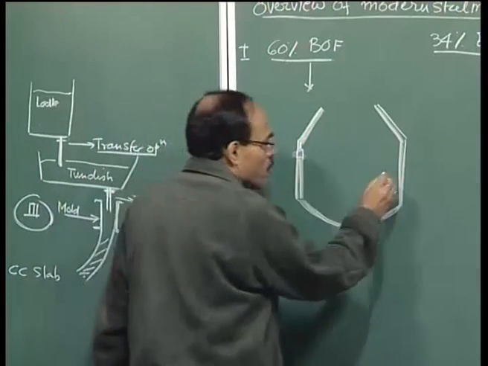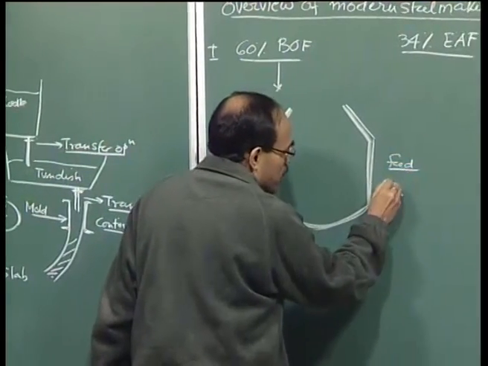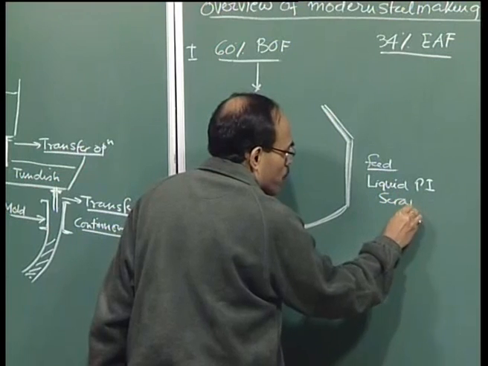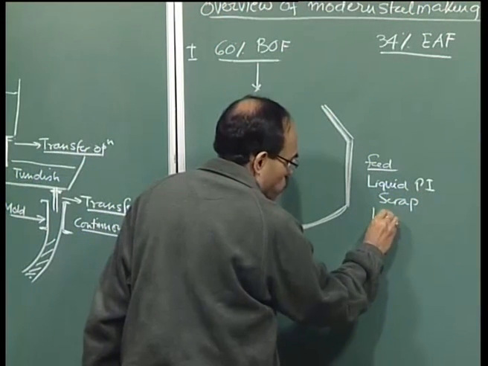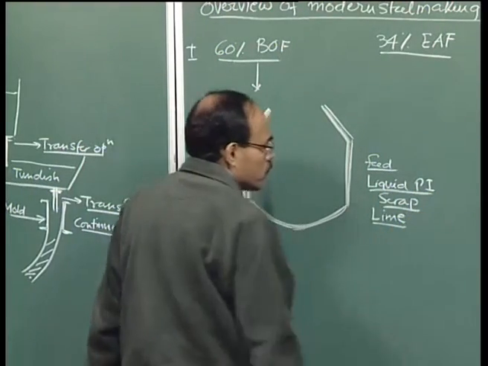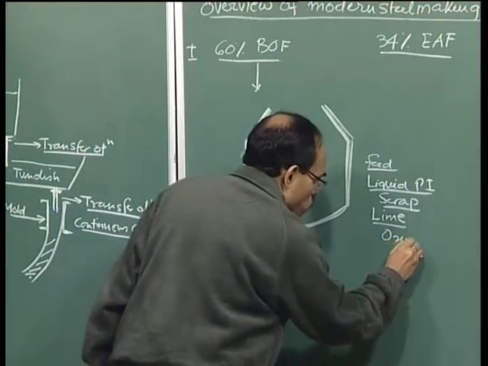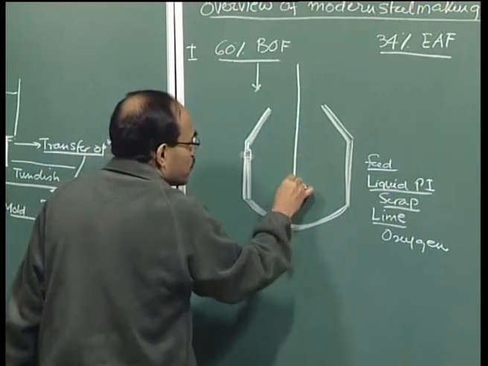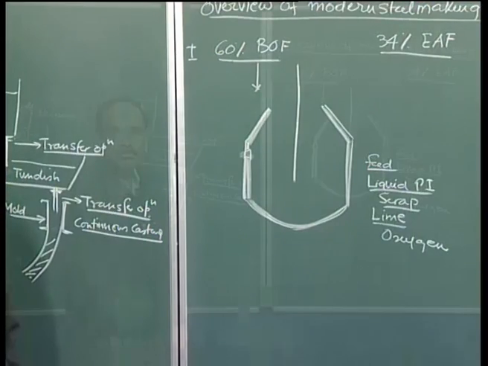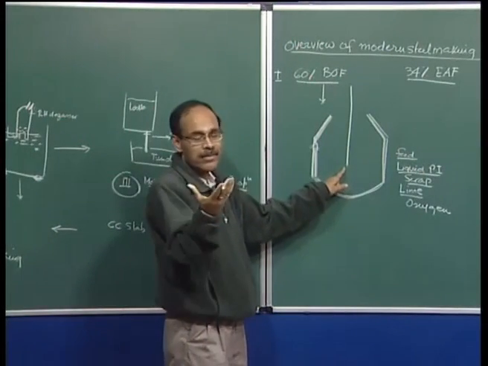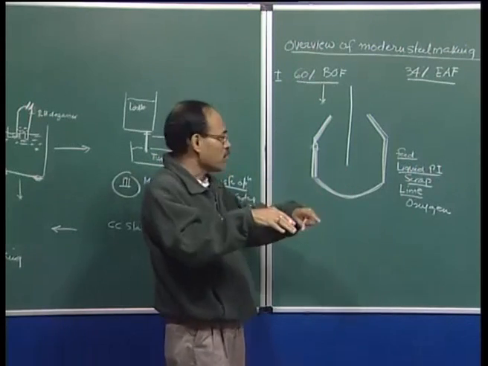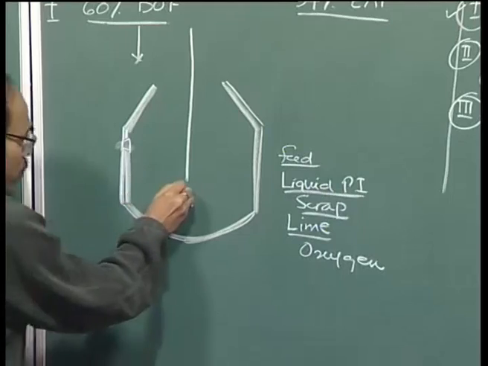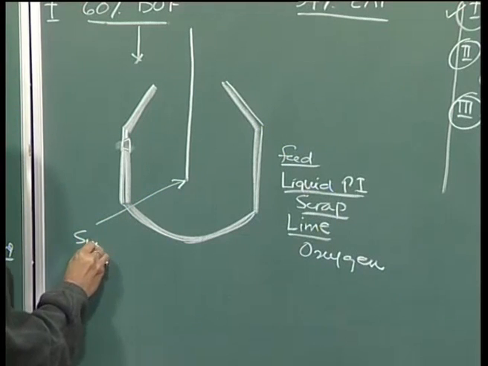What constitutes the feed of this? The feed here is mostly liquid pig iron, scrap, then we have, so, you have a water cooled lance here. This lance basically is a vertical tube, and on that vertical tube we have attachments which deliver oxygen to the molten metal in a certain fashion. So, typically we have a 6-hole lance. We will study the lance design later on.